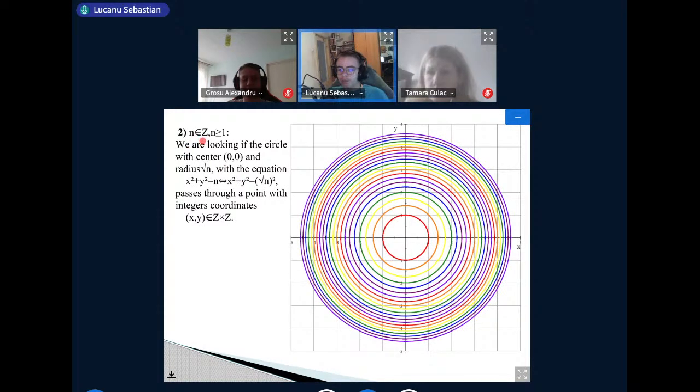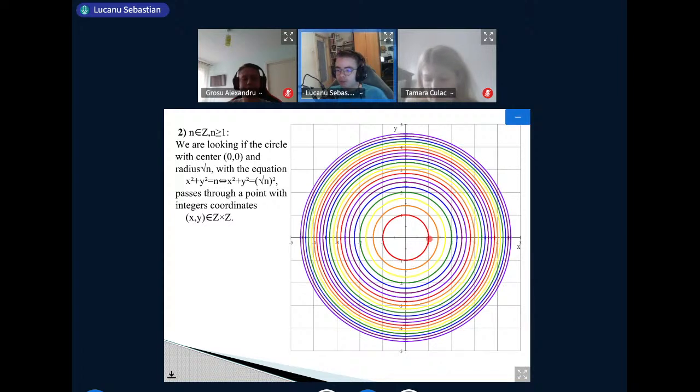And for integer n bigger than or equal to 1, we are looking if the circle with center 0, 0 and radius square root of n, with the equation x squared plus y squared equals n, passes through a point with integer coordinates. By searching for n from 1 to 21, just looking for the colored circles passing through integer coordinate points, we find all possible writing solutions.